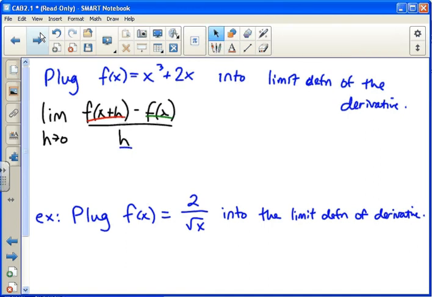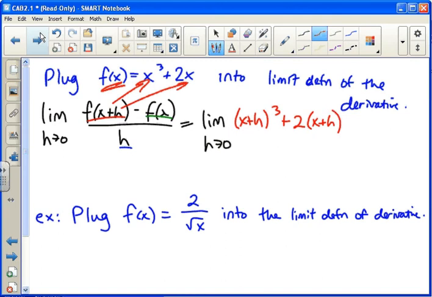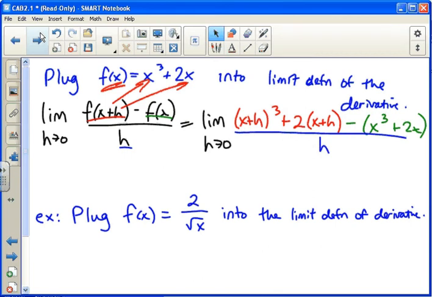So first it tells us to take f of x plus h. So we take our function and we plug in x plus h everywhere there's an x. So we get x plus h cubed plus 2 times x plus h. And then we subtract f of x, so we subtract our original function. And we divide the whole thing by h. And for my course, that's as much as you need to know how to do. You can certainly keep going if you want, but we're going to learn some shortcuts that will make all this unnecessary.